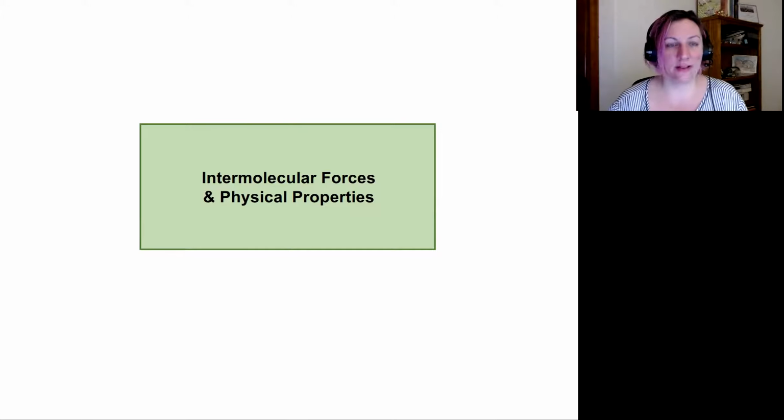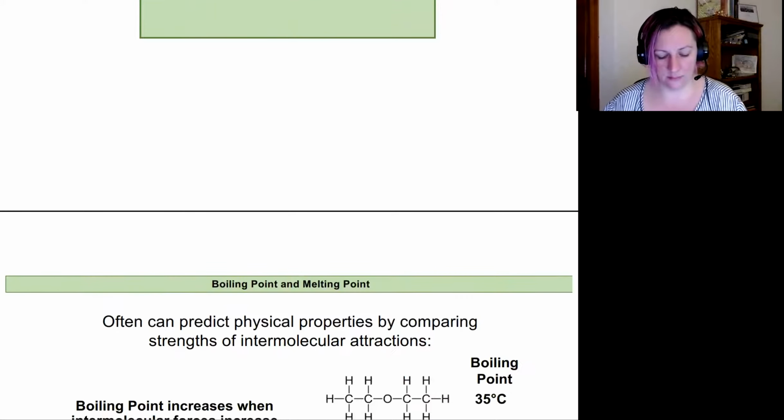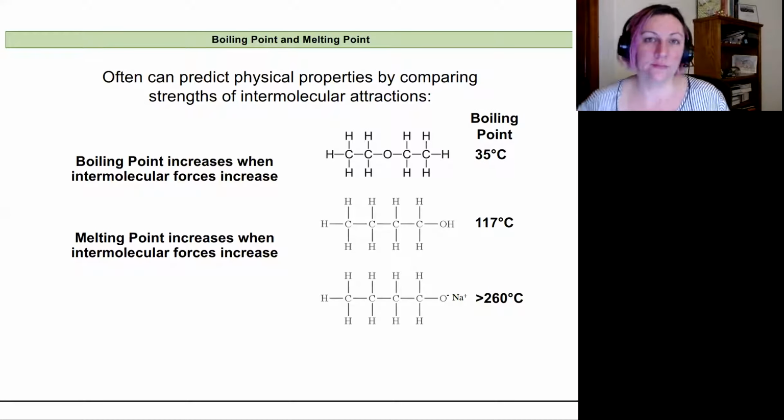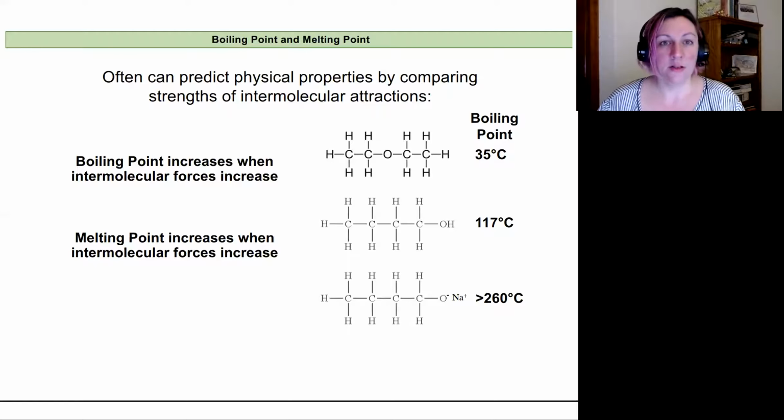Now that we have discussed what intermolecular forces are and the ones that we're going to evaluate, now we can start applying that to physical properties. And so we're going to evaluate physical properties, some of which you're probably already familiar with, like boiling point, but through this lens of how do intermolecular forces affect that physical property. So let's start with something that you probably are already intuitively familiar with, boiling point and melting point.